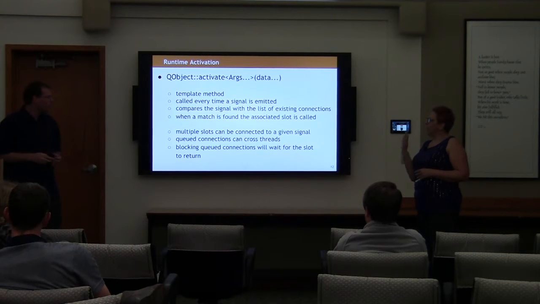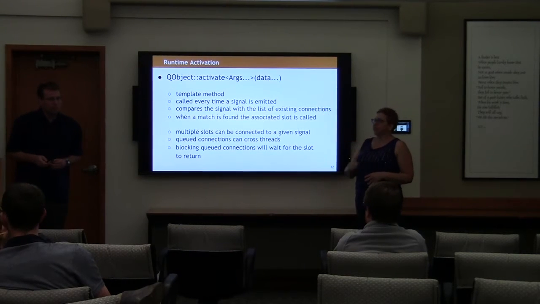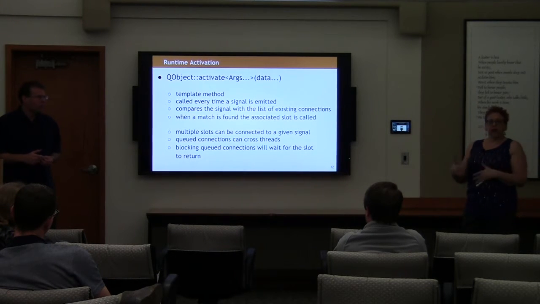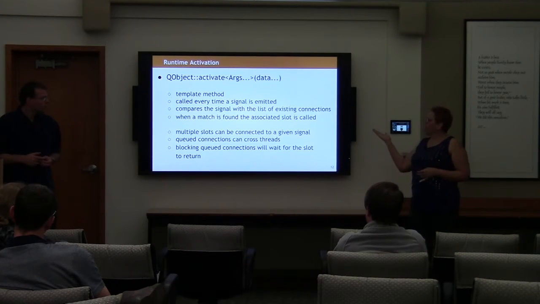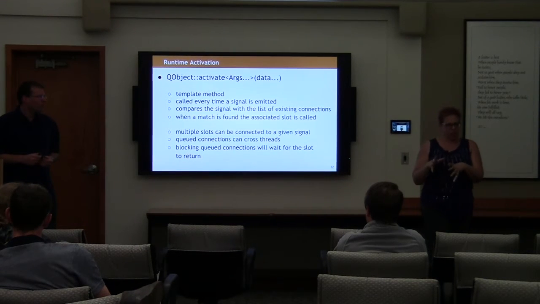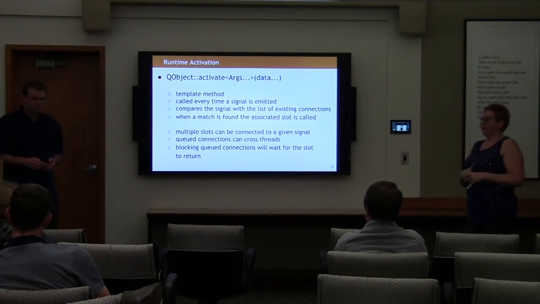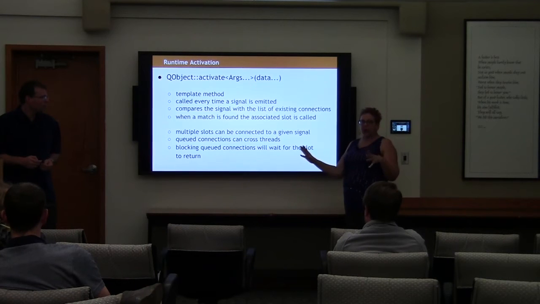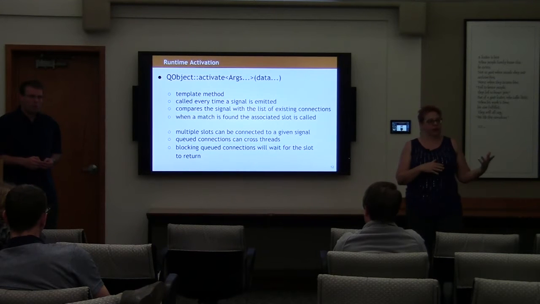So when you're looking at QObject, this is the activate, this is what we're actually looking at. Ours is a templated method, which is something that they can't do because of moc. You can't have anything that uses templates. Every time you have activate, it is called, and activate is internal to the library. So activate is called based on the signal method, is what we're really trying to say. Multiple slots can be connected to a given signal. Again, very similar to what you're seeing in Boost Signals 2, except that the signal is a method.